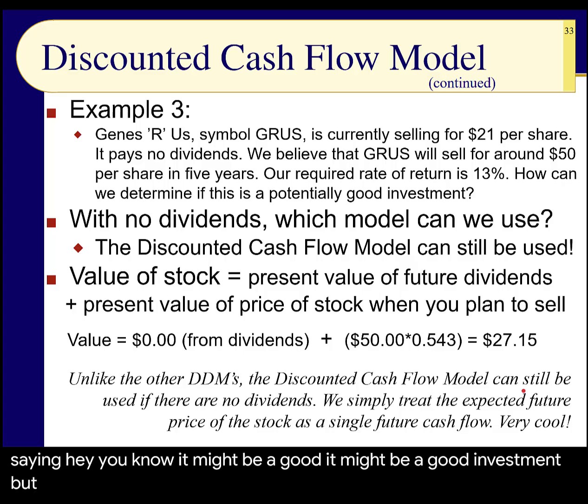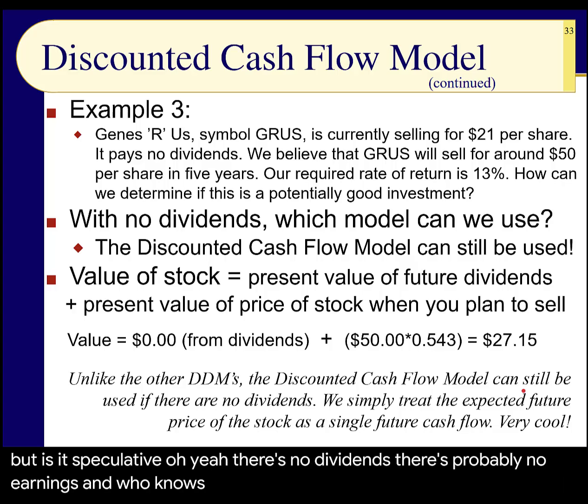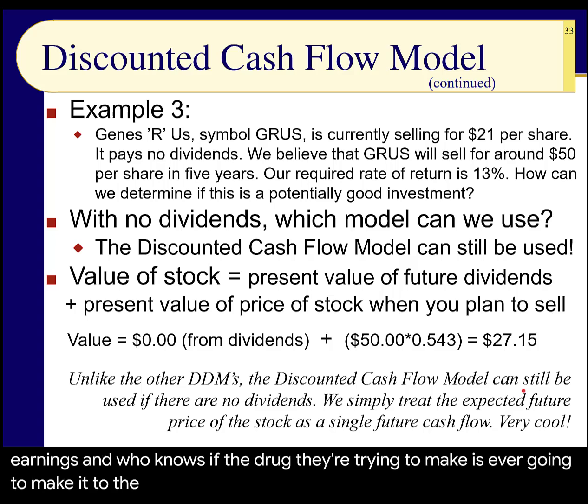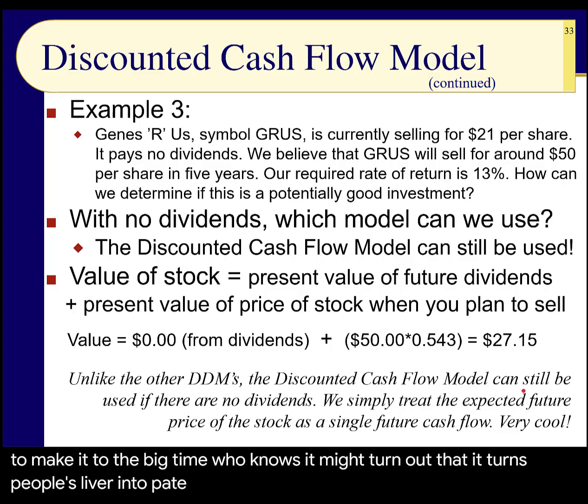investment, but is it speculative? Oh, yeah, there's no dividends. There's probably no earnings. And who knows if the drug they're trying to make is ever going to make it to the big time. Who knows? It might turn out that it turns people's liver into pate. And so that's, there goes $600 million down the drain.